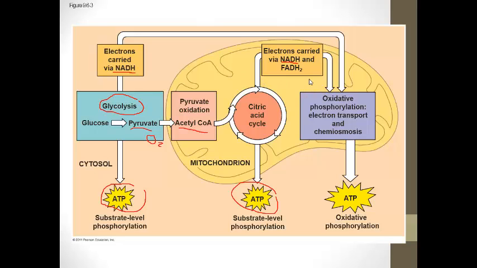All of those NADHs are going to carry the electrons over to a structure called the electron transport chain. The electron transport chain is where oxidative phosphorylation takes place. Oxidative phosphorylation is where a bulk of the ATP is made during cell respiration.